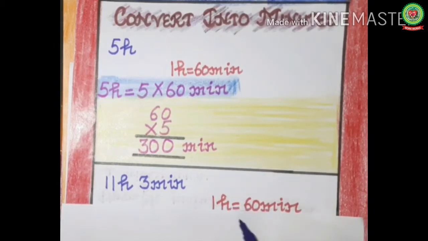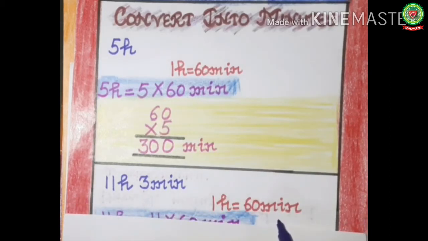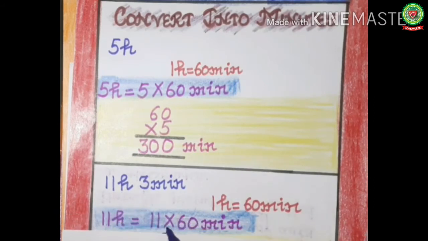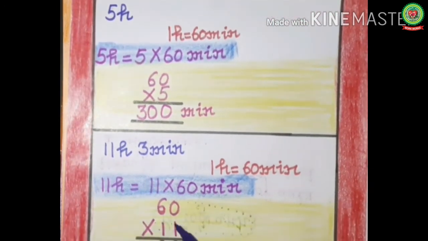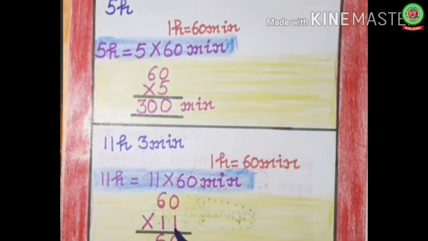Again, in 1 hour, there are 60 minutes. So, in 11 hours, there will be 11 multiplied by 60 minutes. Now, let's multiply. 60 multiplied by 11. Now, students, you can see there are 2 digits. That means double multiply will be there. First of all, we will multiply this one with the complete number. Then, we will multiply this one with the complete number.